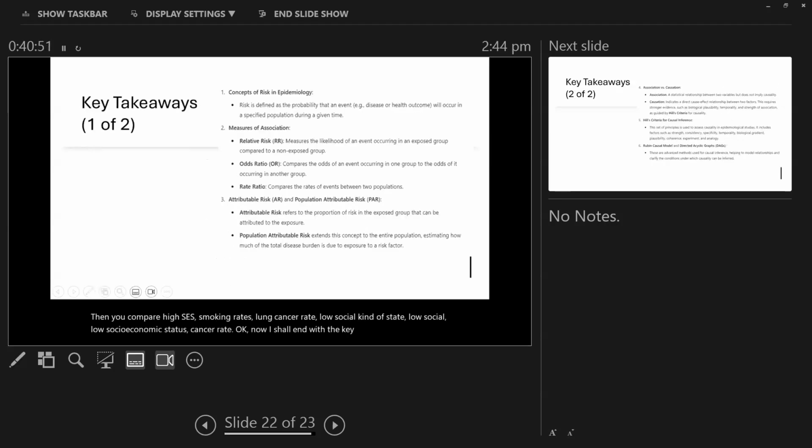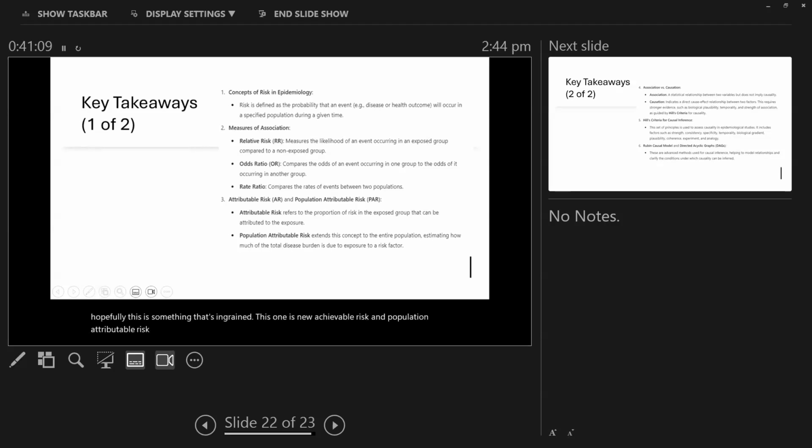Okay, now I shall end with the key takeaways. Number one, we covered risk. What is risk? The probability that an event occurs in a specified population during a given time. We covered relative risk, odds ratio, rate ratio. I covered these many times already, so hopefully this is something that's ingrained. This one is new: attributable risk and population attributable risk.